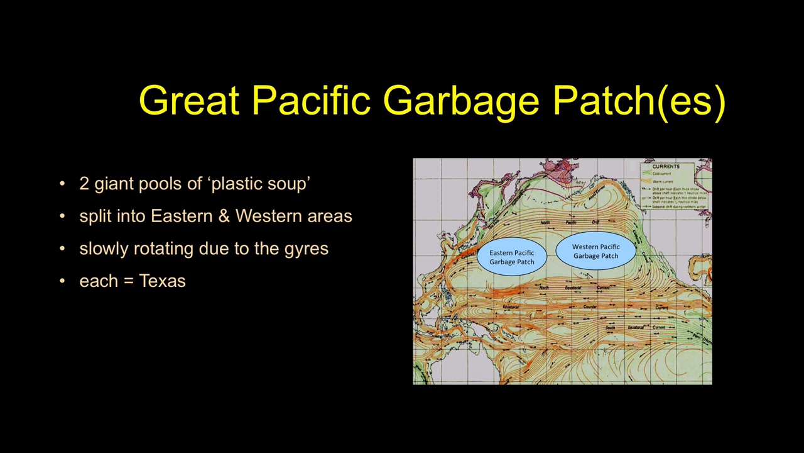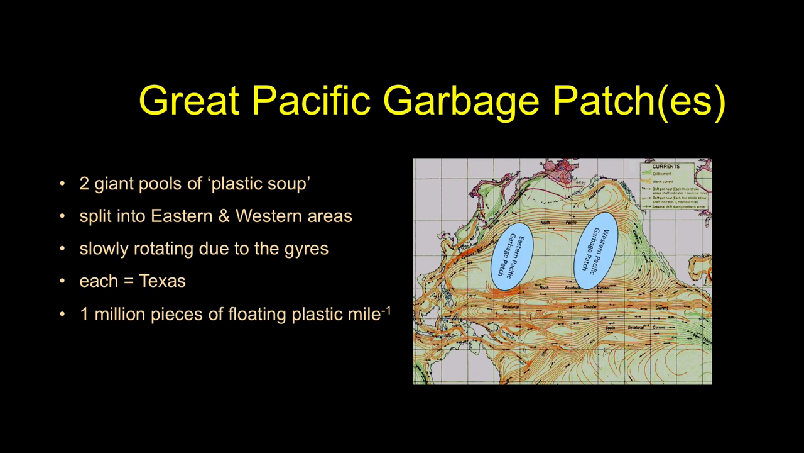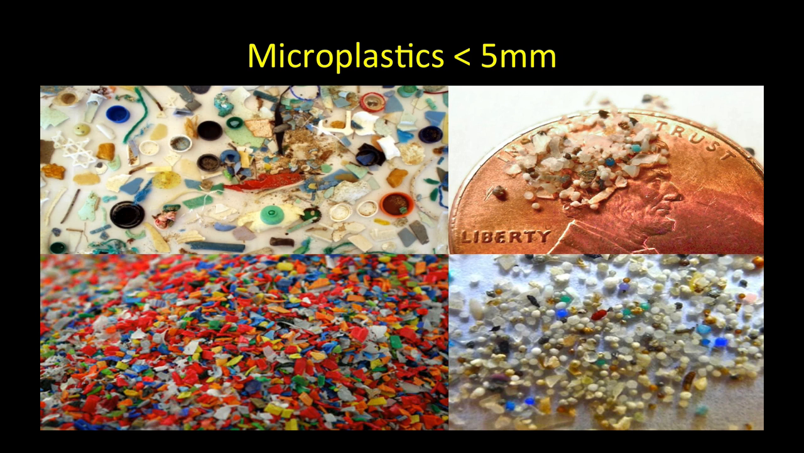And each of these, a lot of research is going on into how we properly characterize and describe them, but we're talking about areas on the order of magnitude of the state of Texas in terms of size. And there's a lot of plastic in there, a lot of plastic. These things are just accumulating in these gyres, and as plastic enters our ocean system, this is one of the areas where they are concentrated.